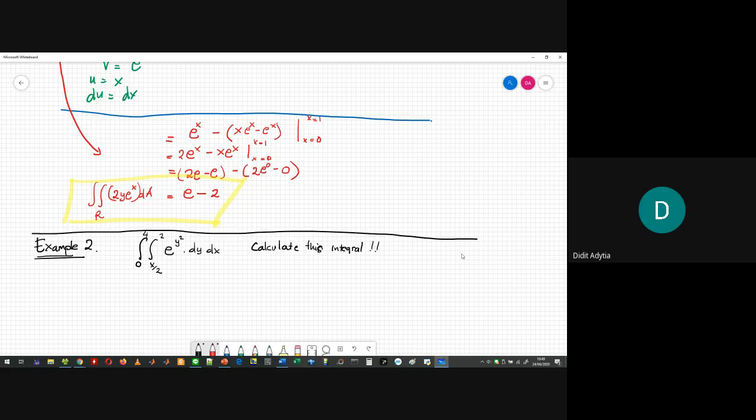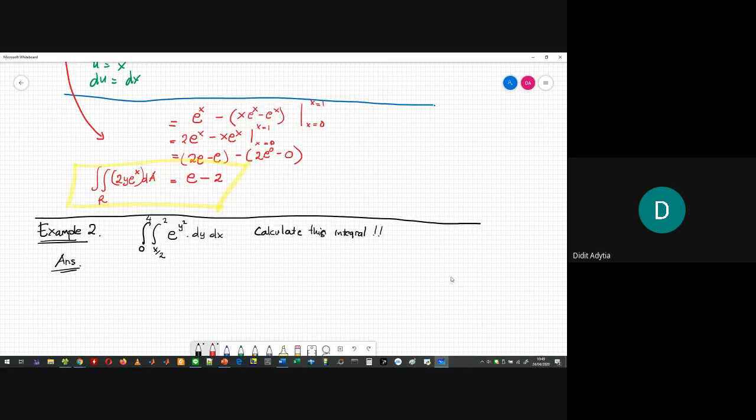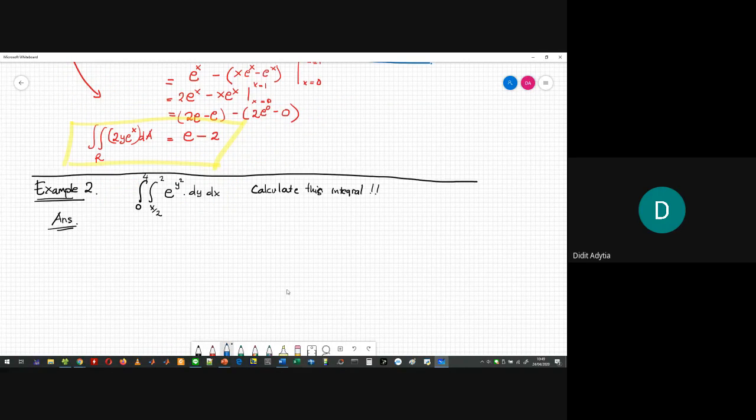Oke, gimana caranya? Apa yang harus kita lakukan? What do we need to do first? Apa yang tadi kita lakukan yang pertama kali adalah apa? Draw the domain, the area of integration. Oke? Atau yang kita sebut di sini adalah R.